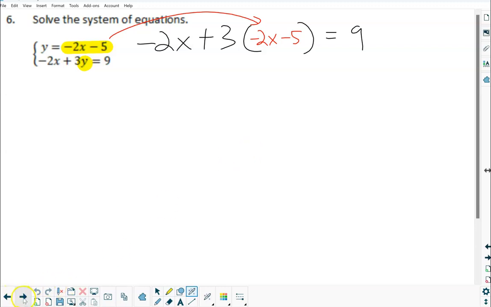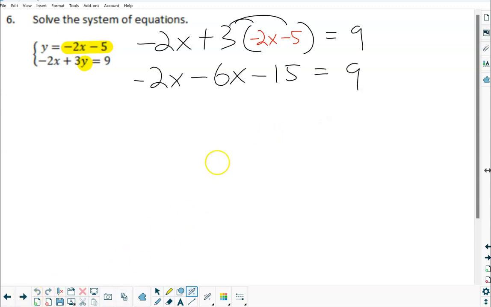Okay, and the next thing I'm going to do is I'm going to simplify this by distributing 3 times negative 2 and 3 times negative 5. Go ahead and do that and see what you'll get on the next step. Okay, so when we do that, what we will have is negative 2x minus 6x minus 15 is equal to 9. So we did 3 times negative 2, which is negative 6x, and then 3 times negative 5, which is negative 15.